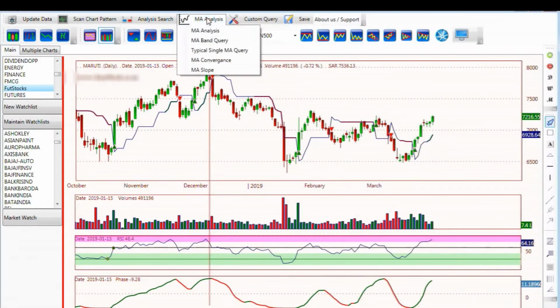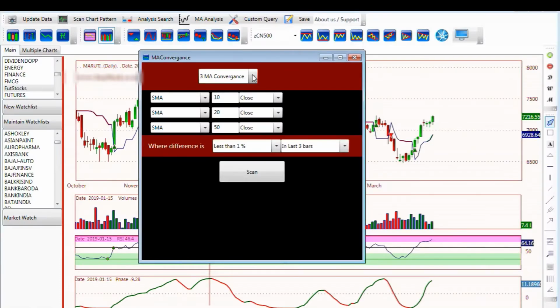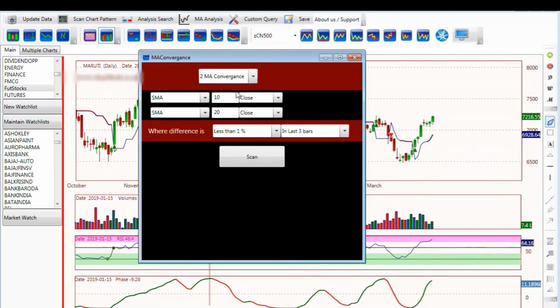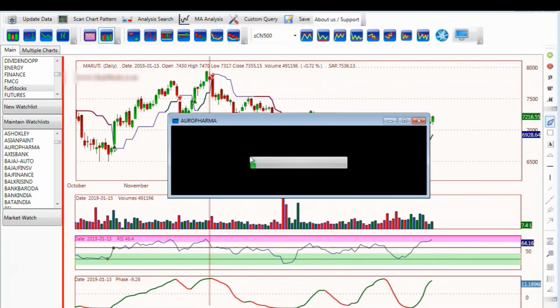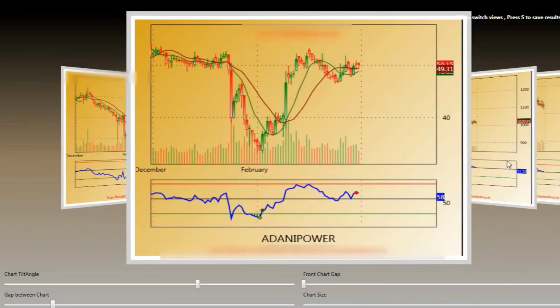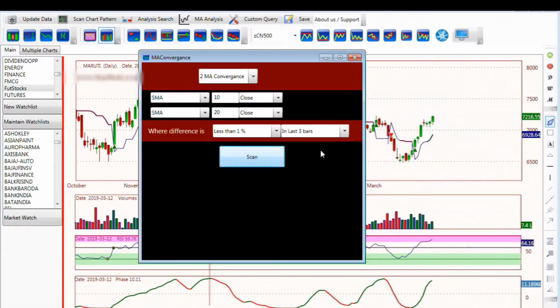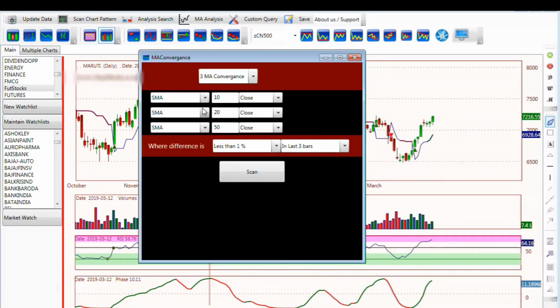Convergence of moving averages means where the moving averages are coming nearer to each other. Okay, we have multiple options like 2 MA convergence, 3 MA, 4 MA, 5 MA. Just to understand, we are starting with 2 MA. The 2 MA average has come very near. It becomes more useful when we increase this number, like 3 MA, 4 MA.